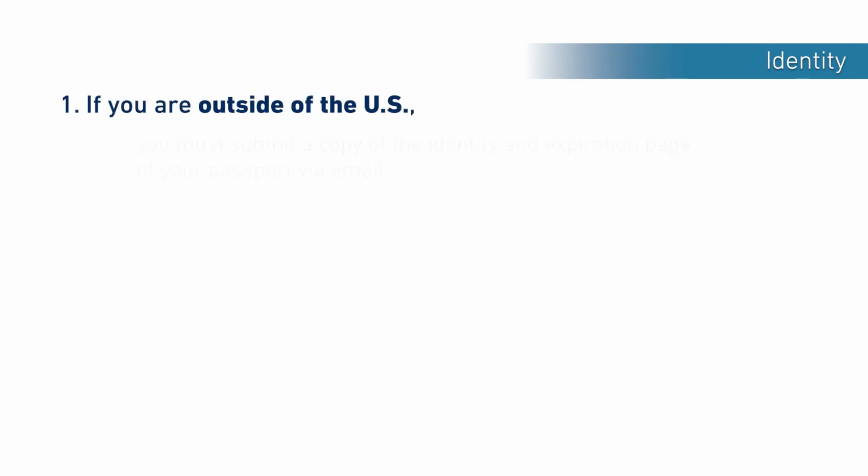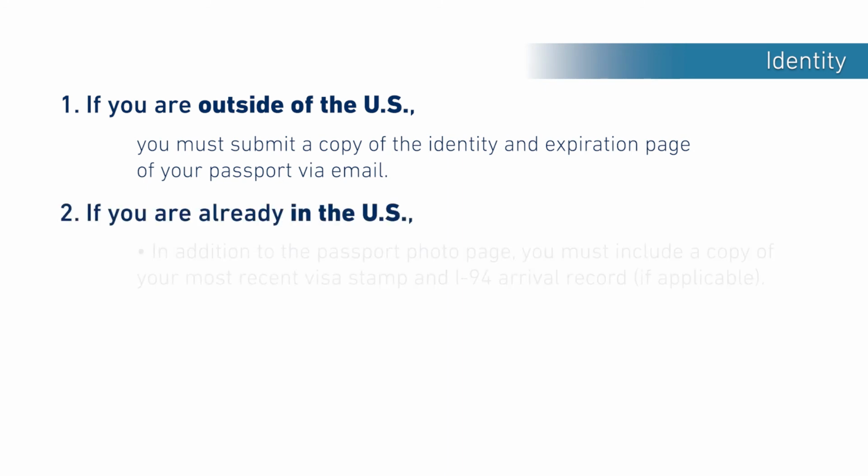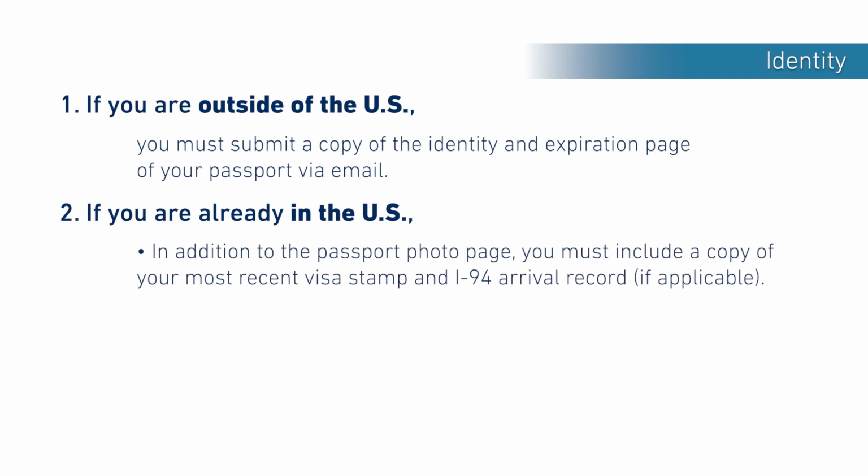The last piece of documentation required for admission is verification of identity. If you are outside of the US, you must submit a copy of your identity and expiration page of your passport via email. If you are already in the US, in addition to the passport photo page, you must include a copy of your most recent visa stamp and I-94 arrival record, if applicable.